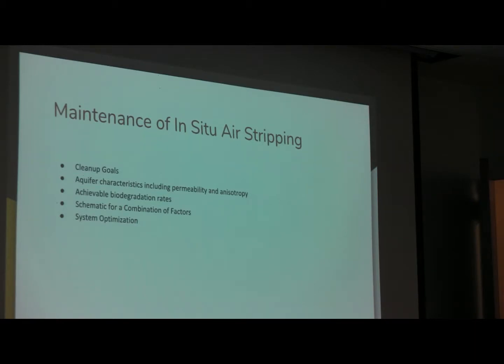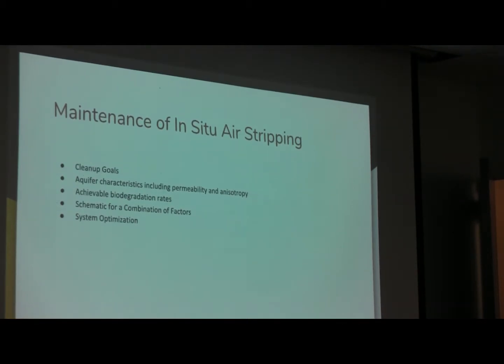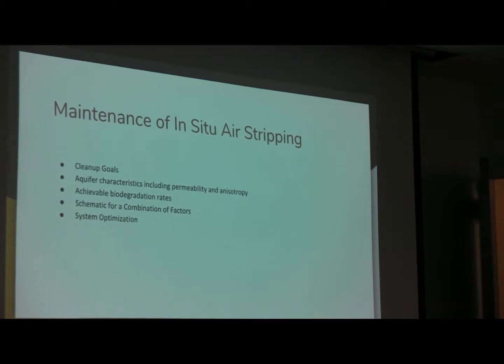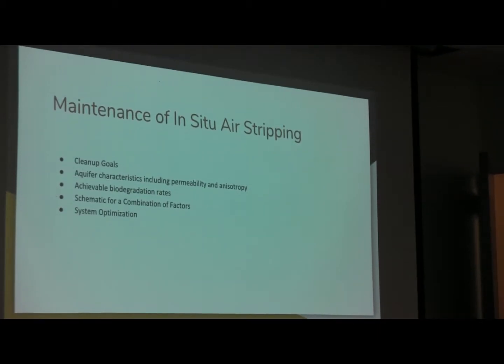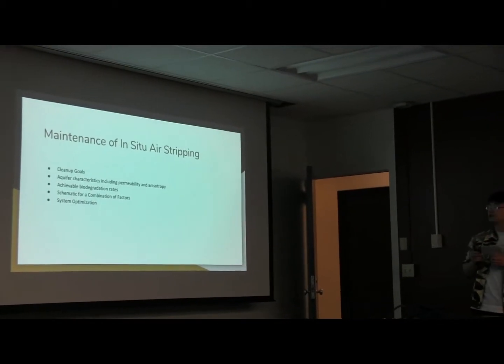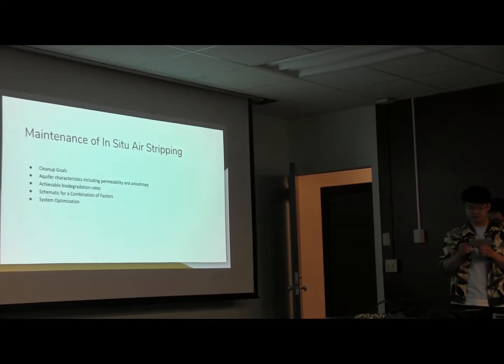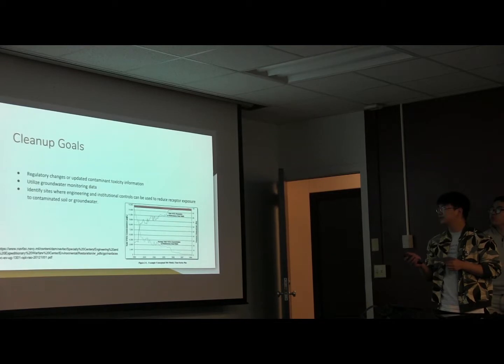So I will be focusing on the influencing factors in the maintenance of in-situ stripping. The average turn duration typically requires 3 to 5 years to remediate a site, and the duration of operation and maintenance is dependent on the following conditions. The first one is cleanup goals. The second one is the aquifer characteristics. The third one is biodegradation, and the last one is system optimization.